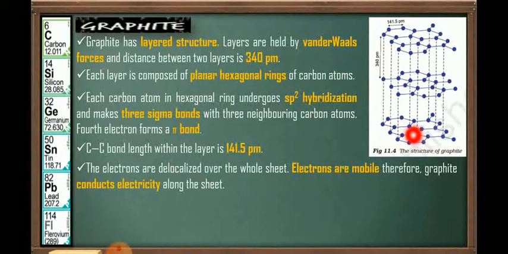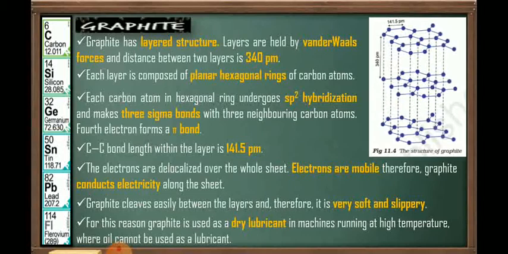Graphite conducts electricity due to the movement of electrons. Whereas in the case of diamond, there is no free electron. All the electrons of a carbon atom are involved in bond formation. Hence, diamond does not conduct electricity, whereas graphite conducts electricity.